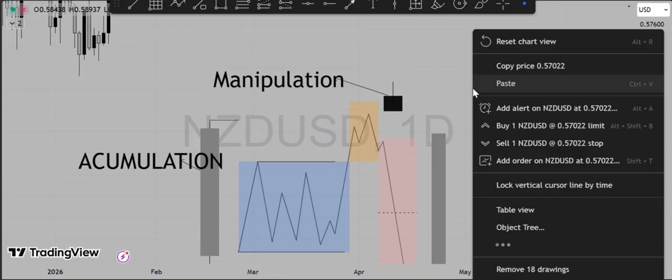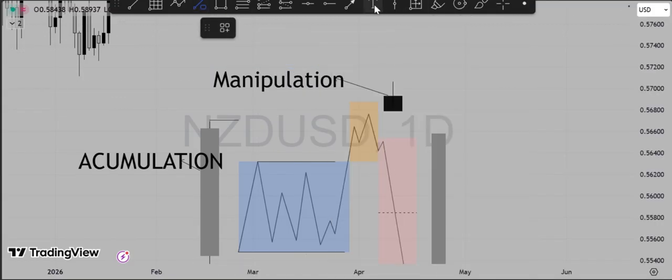So this is our manipulation, and then what next? We have our distribution candle.